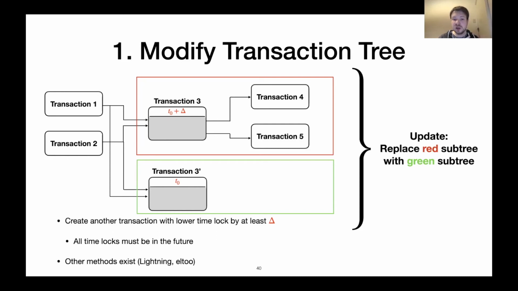In this case, parties who are aware of transaction 3 prime can enforce that transaction 3 prime is added to the ledger and not transaction 3. Effectively, we modified the transaction tree and replaced the red subtree with the green subtree. This technique is utilizing time locks. However, different techniques exist, as for instance used within the Lightning Network or as proposed with L2.